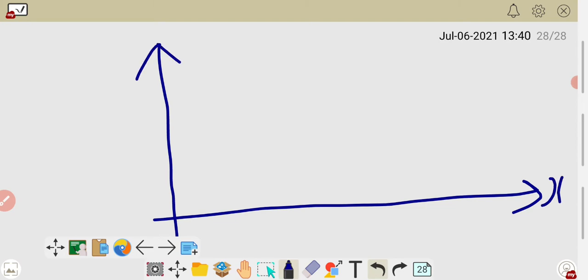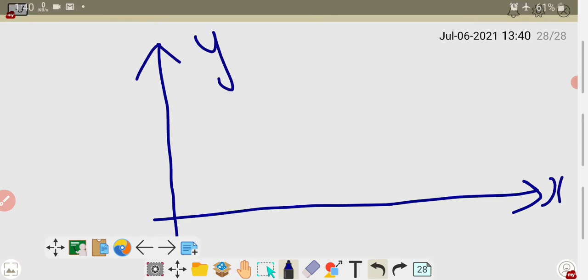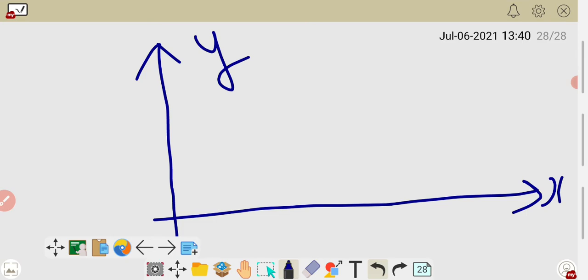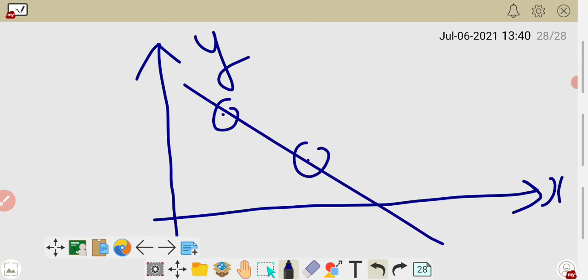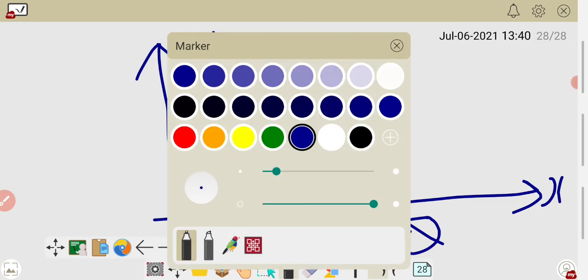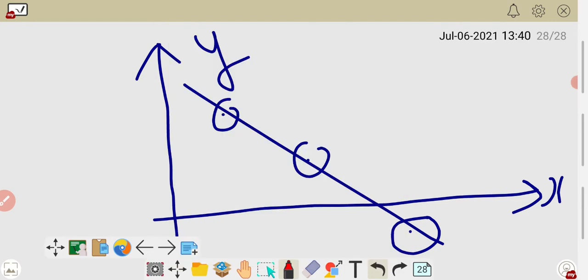It is x and it is y, and you have to draw a line. Suppose a straight line, you always get a straight line, right? So you make 3 points and draw the straight line. Now any other point which lies on this straight line is also called a solution.